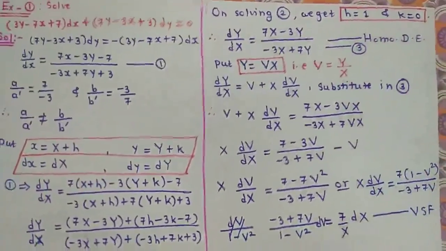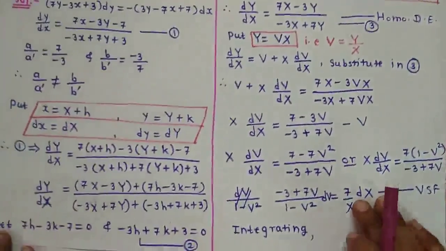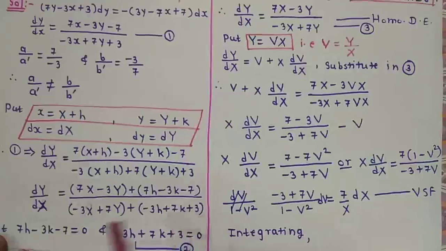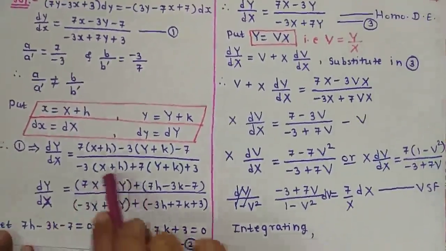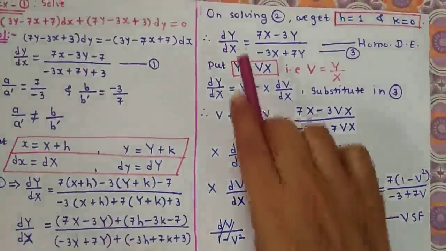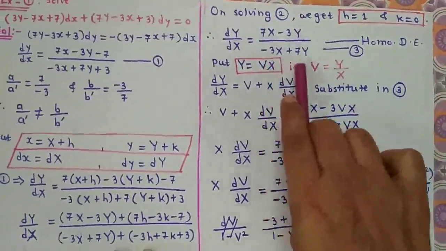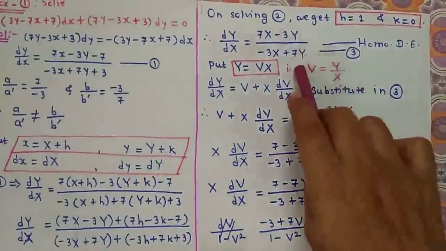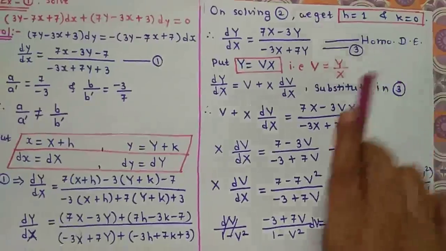Okay, and so what happens? If we replace these two brackets by 0, then we get dy by dx equals to simply these two terms remaining, right? And hence our equation reduces to dy by dx equals to 7x minus 3y upon minus 3x plus 7y. If you observe, here numerator and denominator both are of the same degree, and that's why this is a homogeneous differential equation, and we know its procedure.